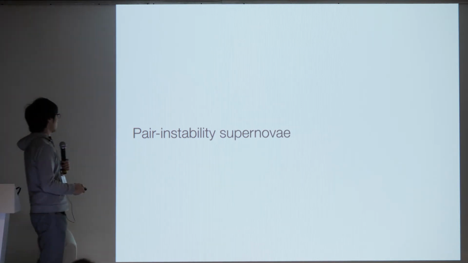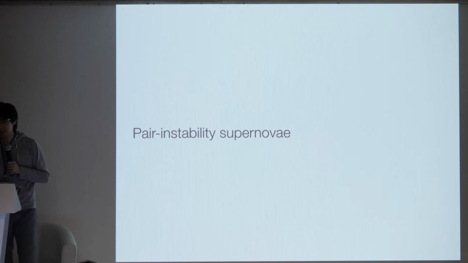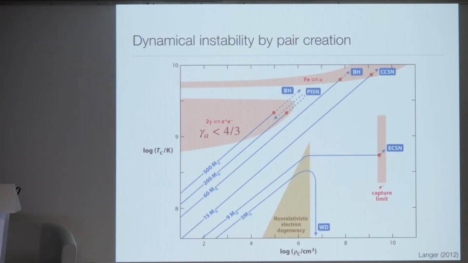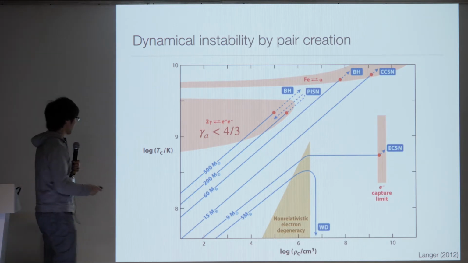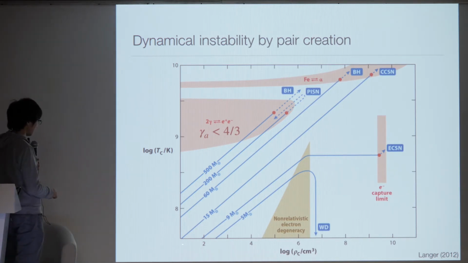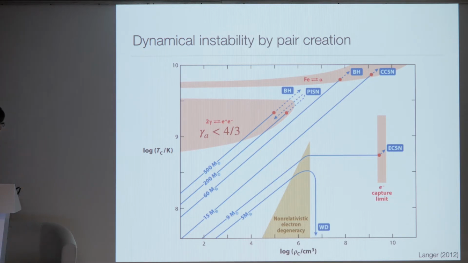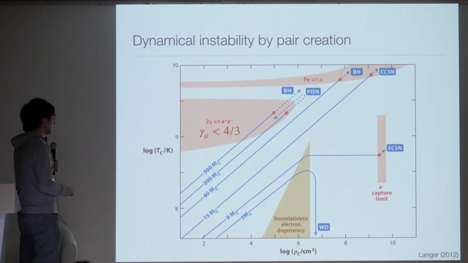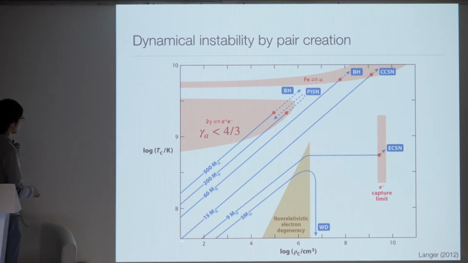Okay, then let's move on to pair instability supernovae. So this is a very different topic now. We need to change our mind. We extensively discussed this diagram on the first day. This is the central density of the stars, and this is the central temperature of stars, and we learned that this evolution should go as T proportional to rho^(1/3). So this is the way it should go.